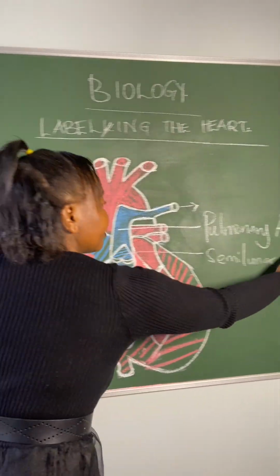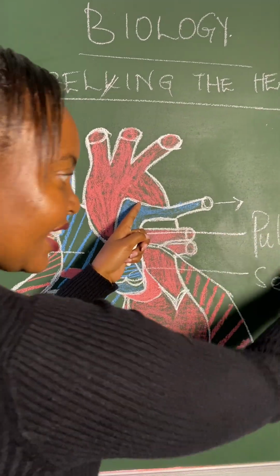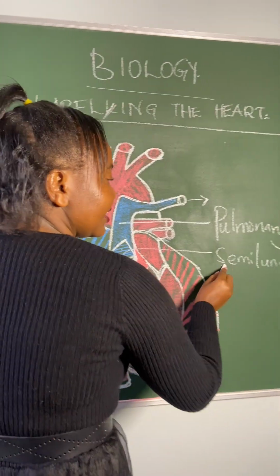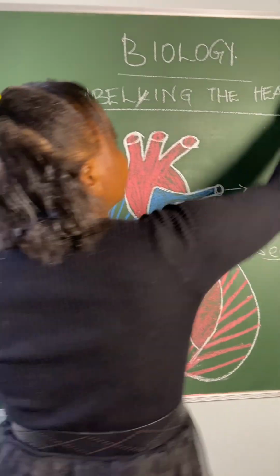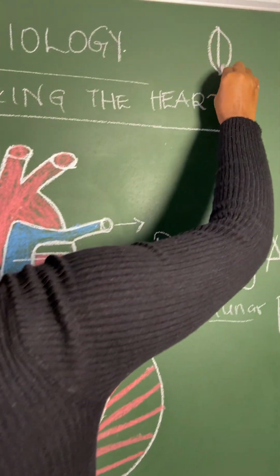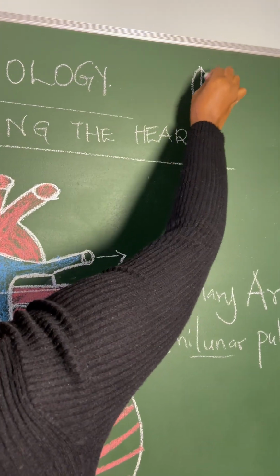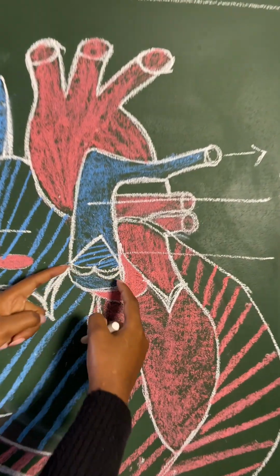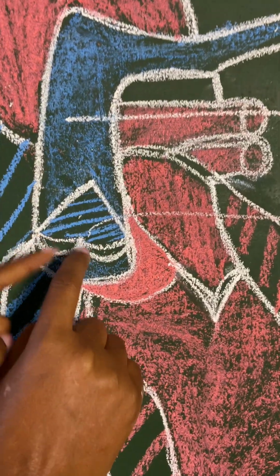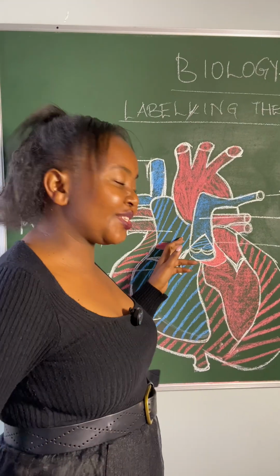Why is it called semilunar pulmonary valve? Why? Pulmonary because obviously itachukuliwa na pulmonary artery. And then why semilunar? Semi means half, lunar moon. So inakaa half moon. So unaona inakaa half moon. Kwa hivyo inakaa ndio kama hii ndio moon. This is semi, half lunar. Lunar is moon. So semilunar pulmonary valve. Very good.